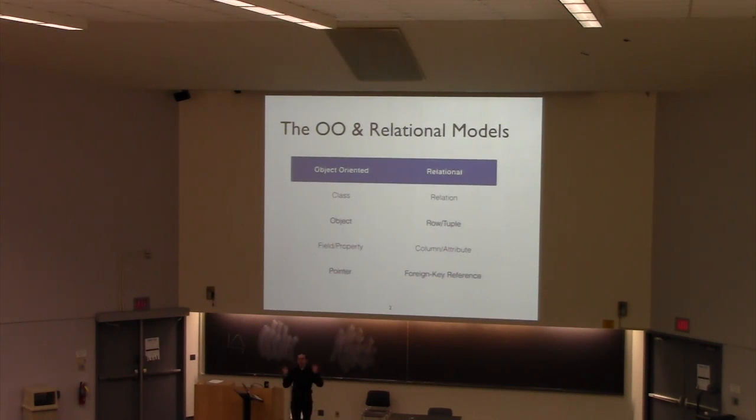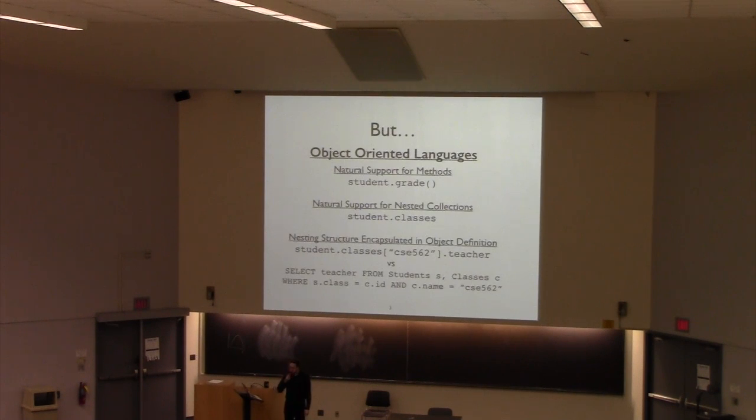Object and row or tuple: an object is an instance of a class. A row or a tuple is an entity in a relation. And the same thing for fields and columns, pointers and foreign key references. Basically, these two things are trying to describe very similar concepts. They're just going about it in a bit of a different way. So these are two different languages for talking about data, but the core concepts are very similar.